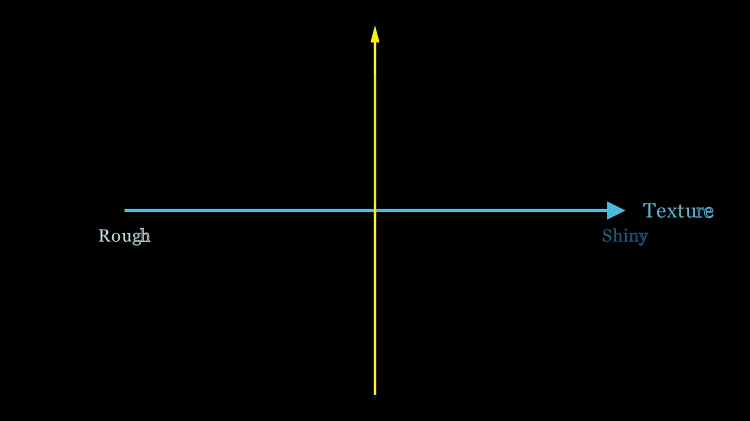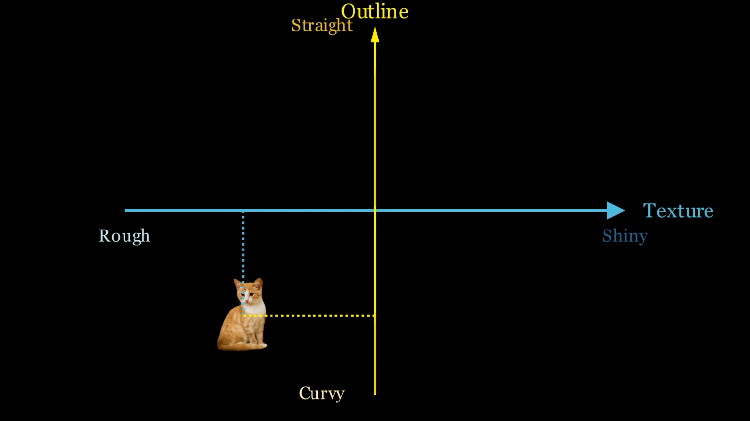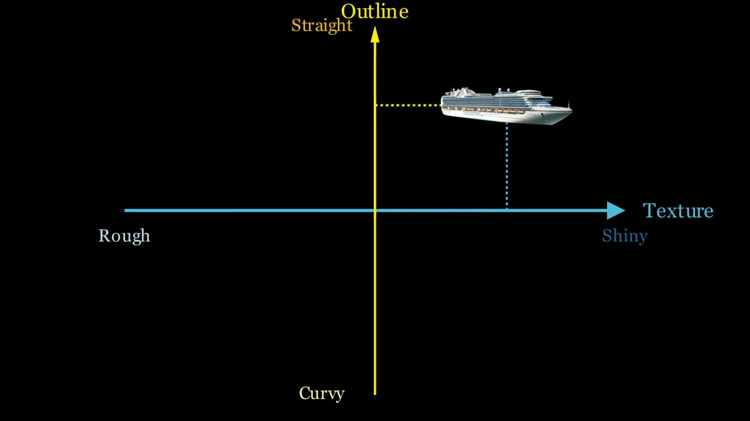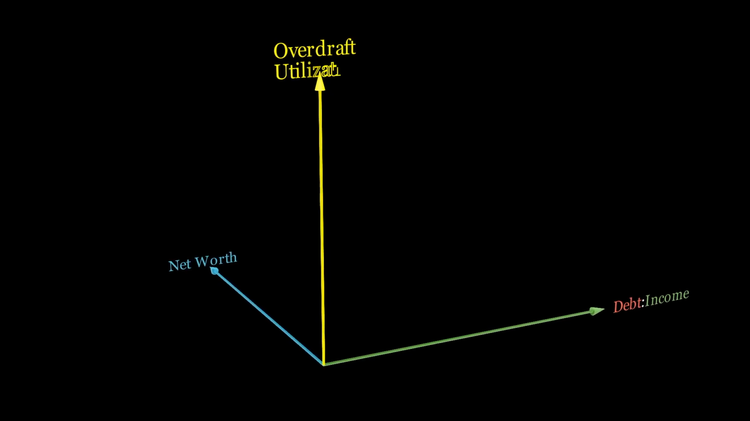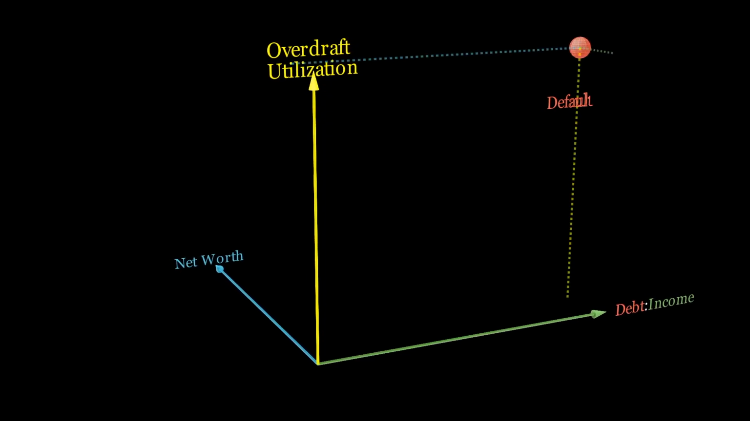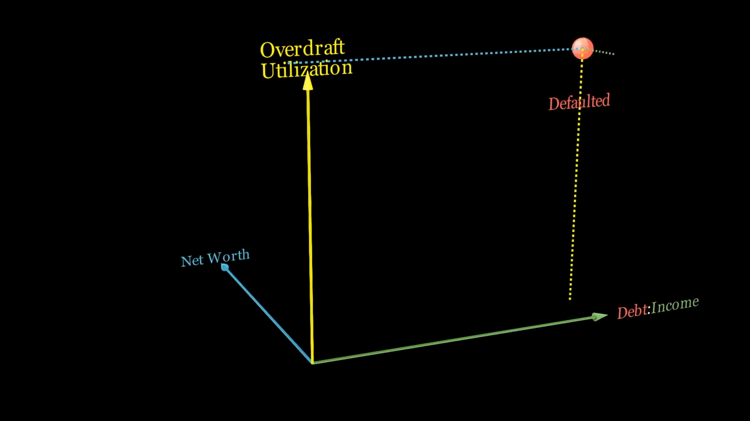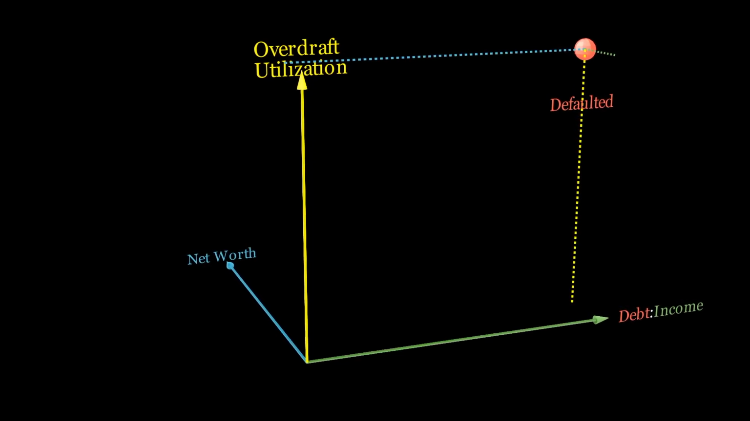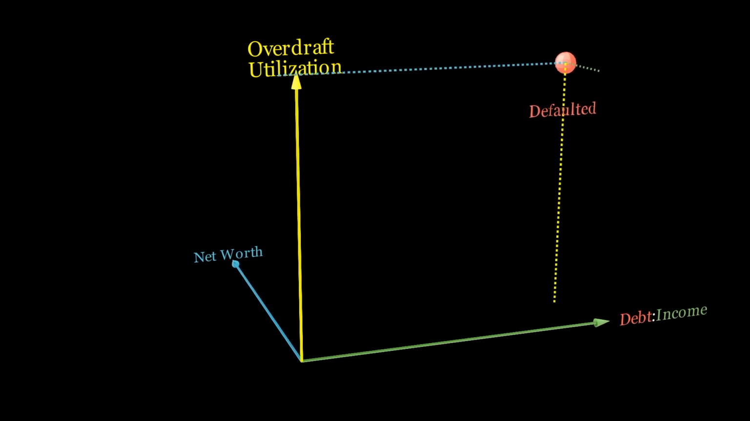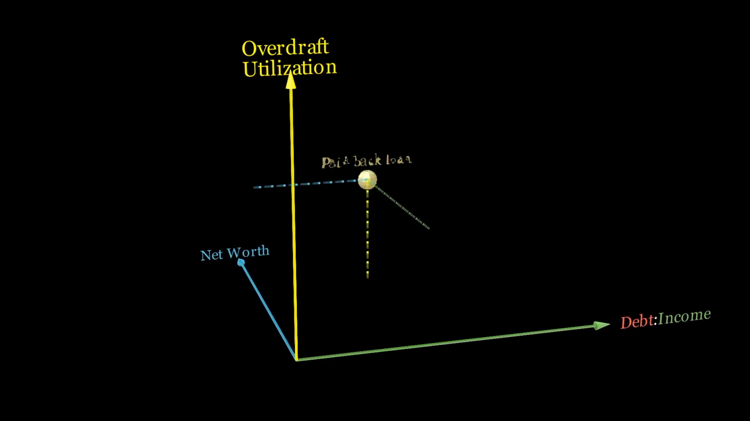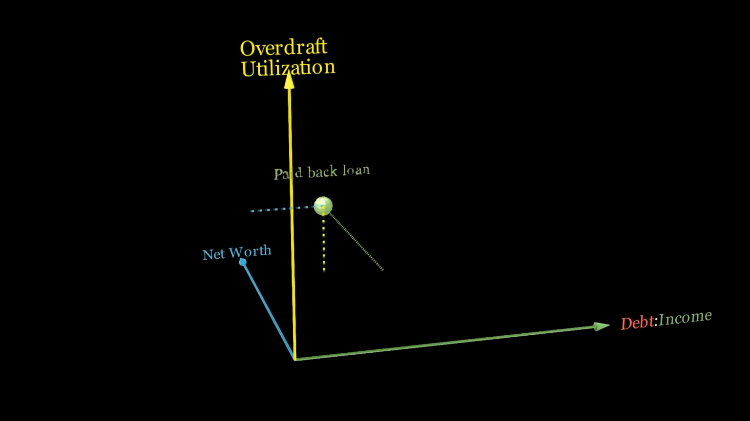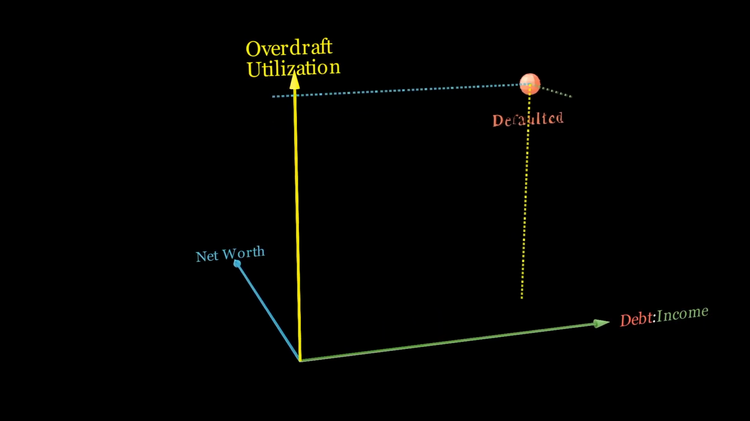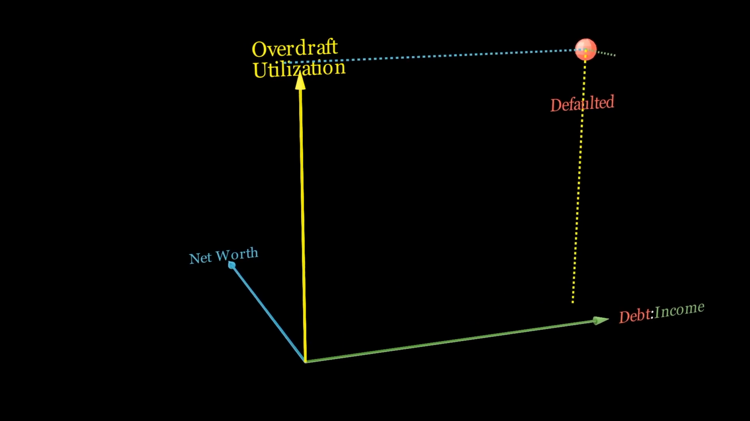We might want to determine if an image is a picture of a cat or a ship based on image attributes, or, to use a more relevant financial example, to determine if a borrower is likely to pay back a loan based on terms such as debt-to-income ratio, overdraft utilisation, and net worth. In this video, we will apply support vector machines to classification tasks. We'll focus on loan default prediction as our use case.